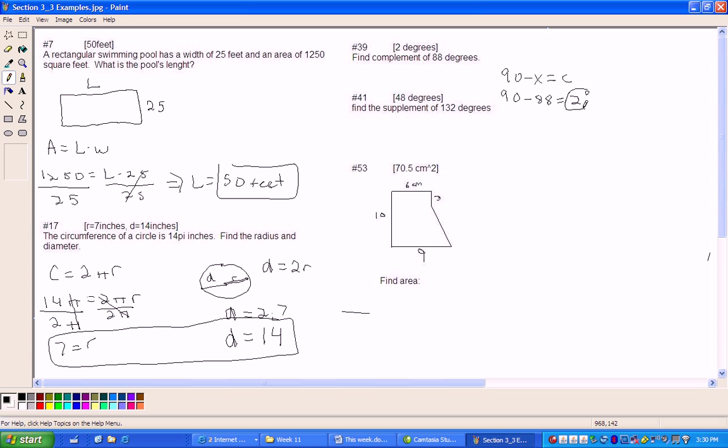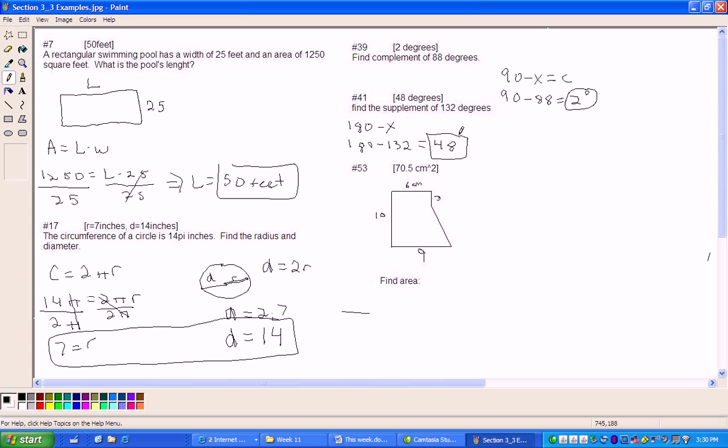Find the supplement of 132. Well, we know the supplement we find by saying 180 minus x. In this case, the angle we're talking about is 132. So 180 minus 132 is equal to 48. Check.